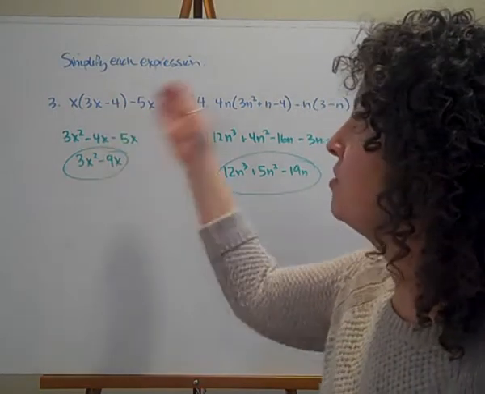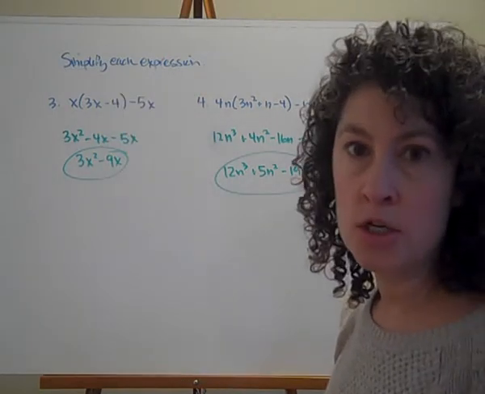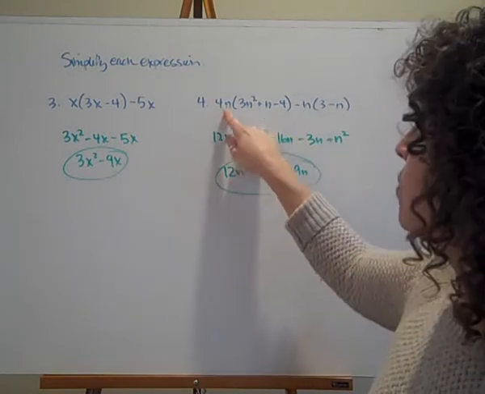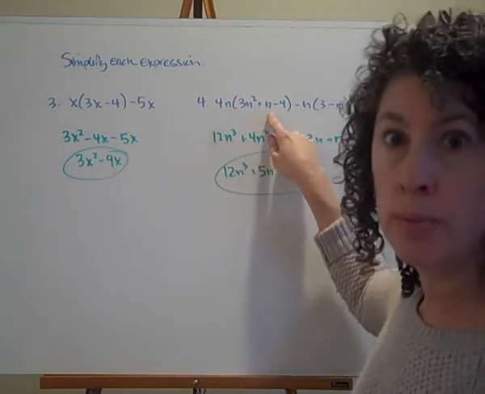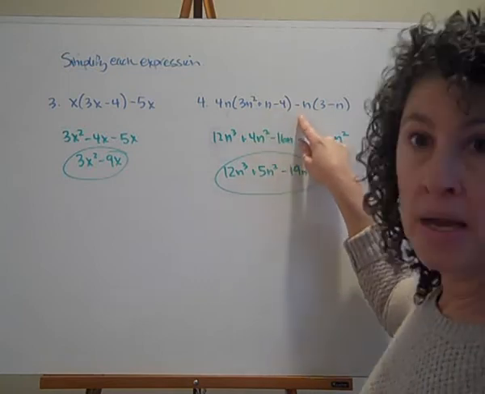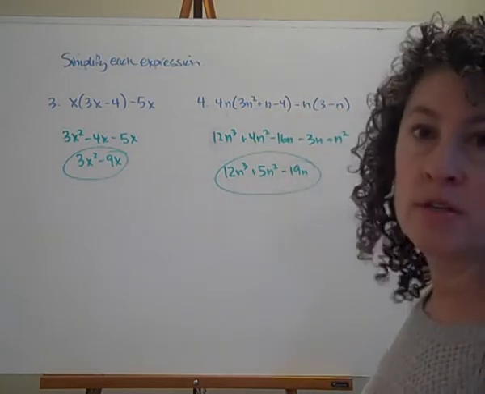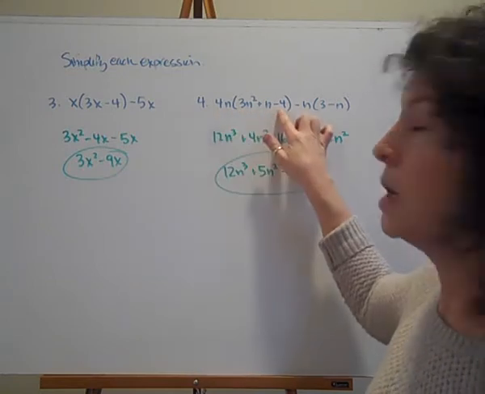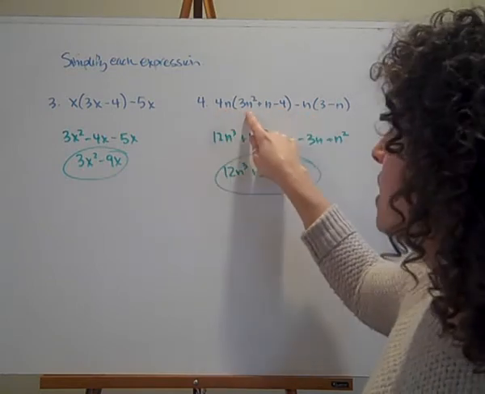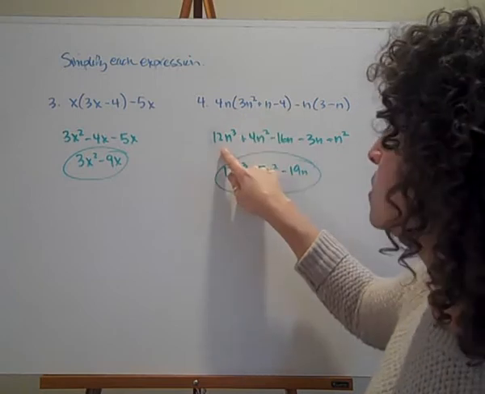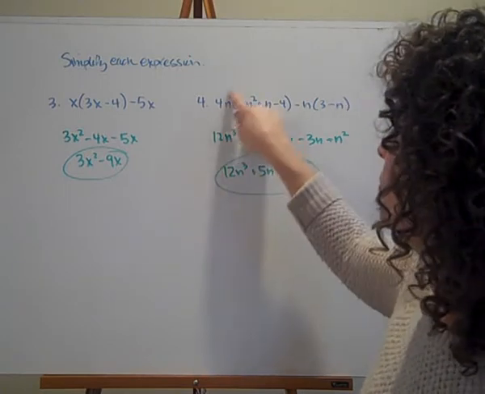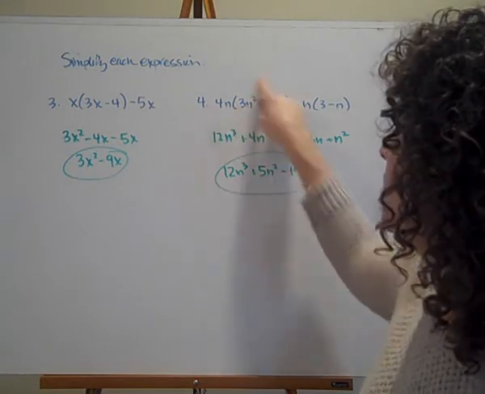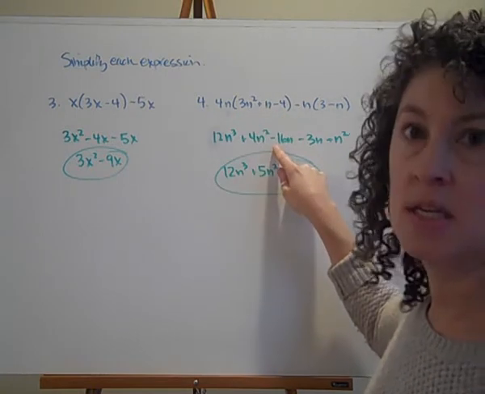So we're applying the distributive property, but also making sure that we combine any terms that are alike. And our last one that we have here, 4n, and then in parentheses, 3n squared plus n minus 4, minus n, and then a second set of parentheses, 3 minus n. So we're going to distribute here. The 4n gets distributed amongst everything in the first parentheses. 4n times 3n squared gives me 12n cubed. 4n times n gives me 4n squared. And 4n times my negative 4 gives me negative 16n.